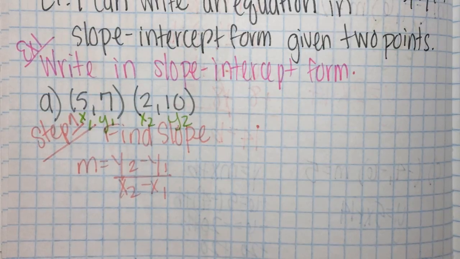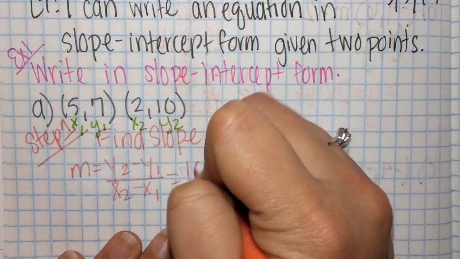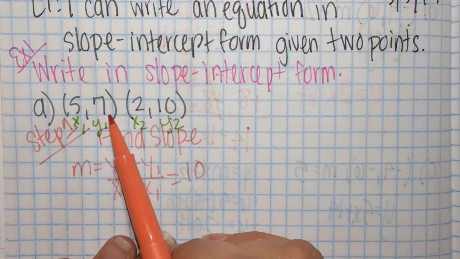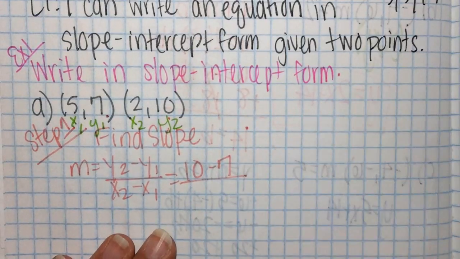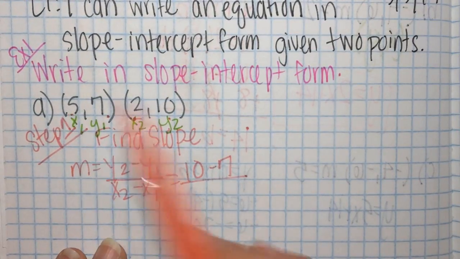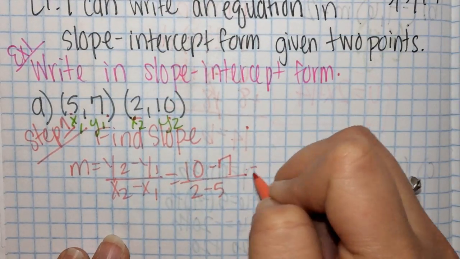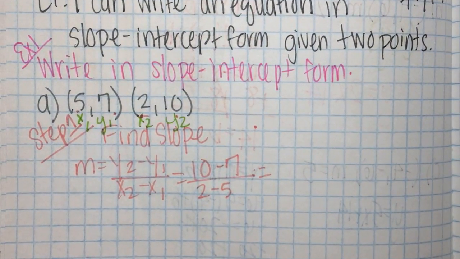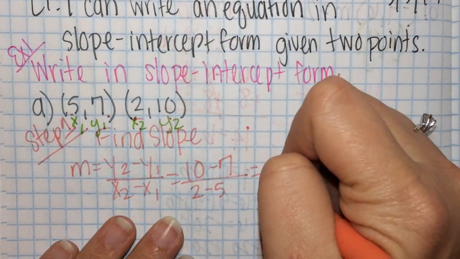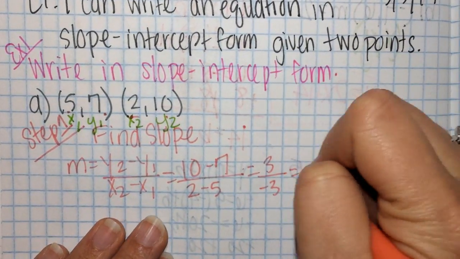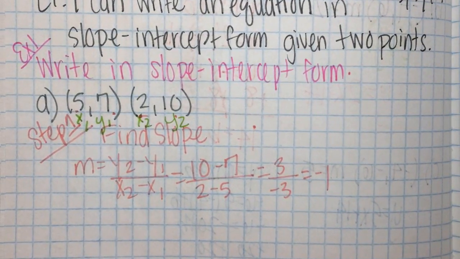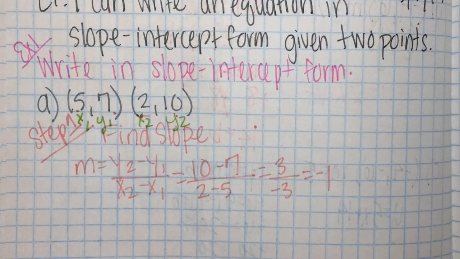Alright, so what is y2 in this situation? 10. Alright, and that's going to be minus y1. 7. Divided by, what is x2? Minus. Awesome. We have done this before. Several times. Alright, 10 minus 7 is 3. 2 minus 5 is negative 3. When you divide that, you get negative 1. Look at us go. If you can divide, you don't leave it as a fraction. If you can't divide, you leave it as a fraction. Like if you get a decimal, leave it as a fraction.